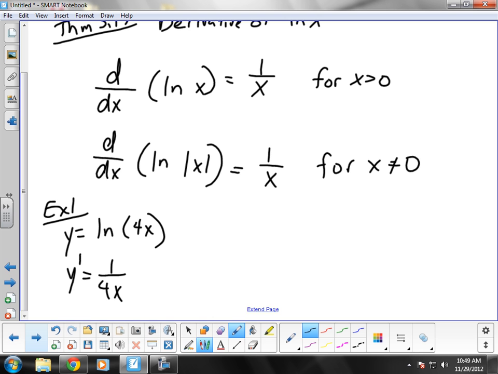The derivative of y right now: the derivative of the ln of an argument is 1 over the argument times the derivative of the argument itself, if it's more than x. So you get 4 over 4x, but that just reduces to 1 over x. Well, if it's just a number times the x.